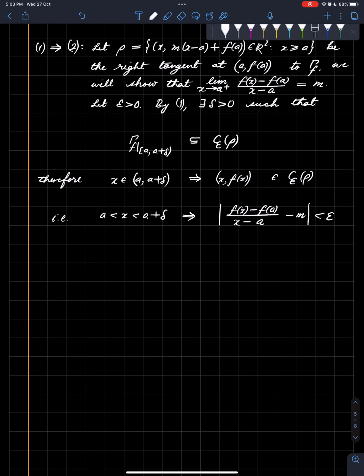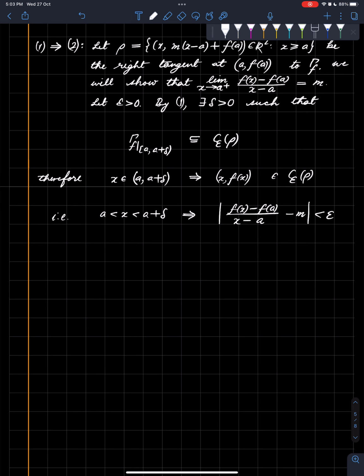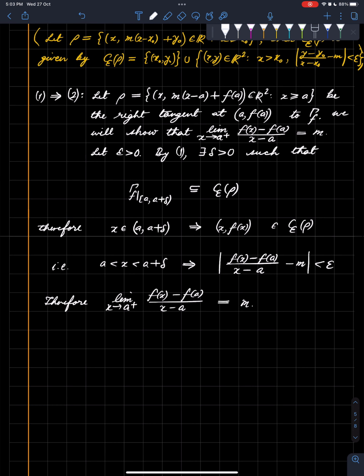Okay, and this shows that the right limit exists because you have a right deleted neighborhood of a in which this inequality is satisfied, which means that therefore this limit exists and is equal to m. That's it. Very simple.